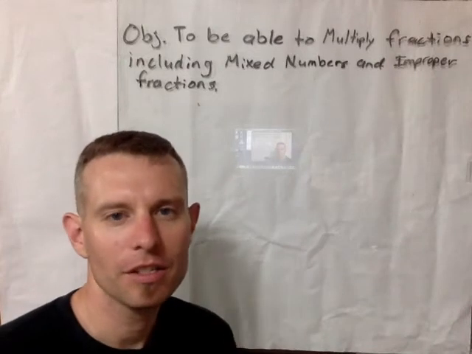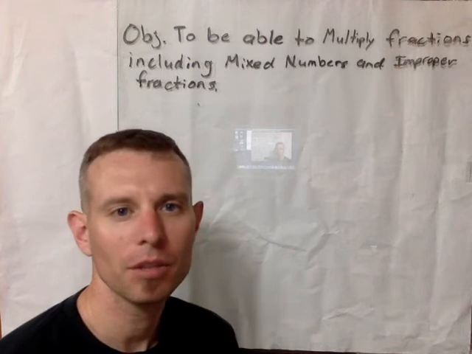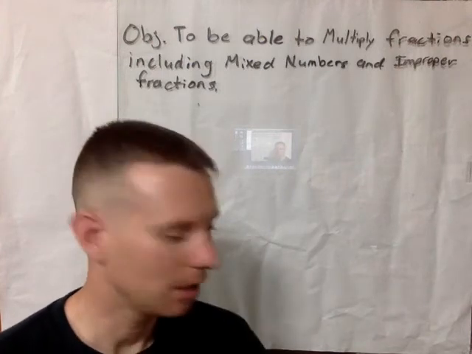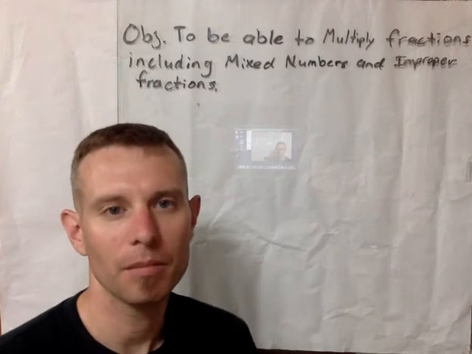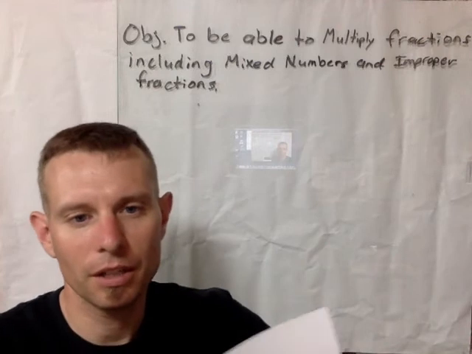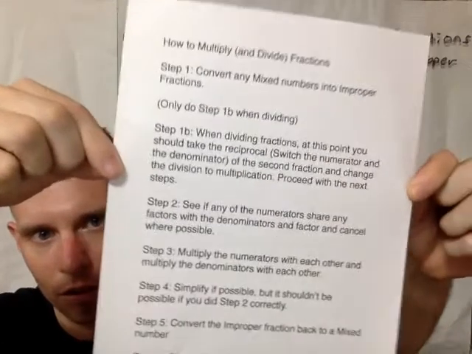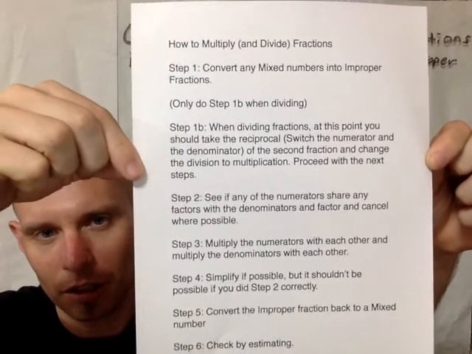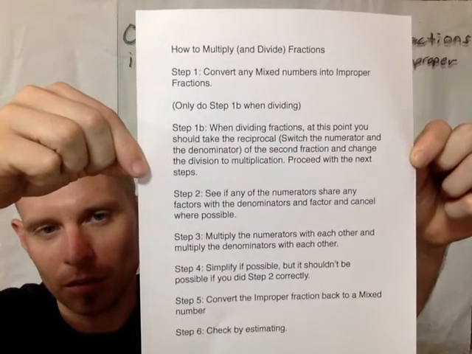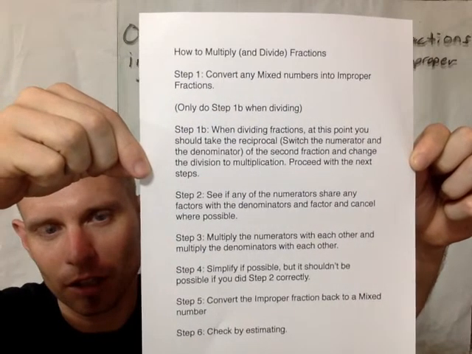Alright, the objective for this video is to be able to multiply fractions including mixed numbers and improper fractions. I did write some steps out for you, and I made it kind of easy. I went ahead and wrote steps for multiplying and dividing all together. So for this video we'll just focus on multiplying fractions, in which case you won't need to do step 1b. You can see that step 1b is only for dividing.